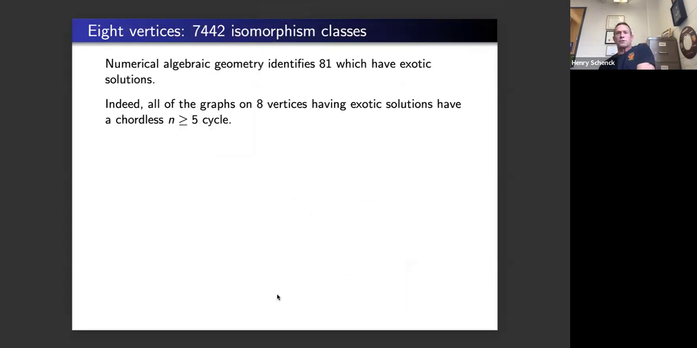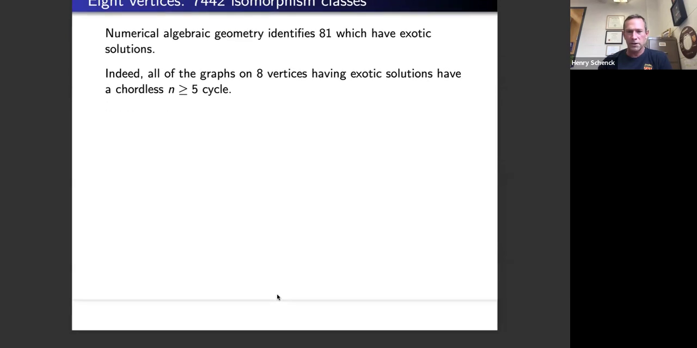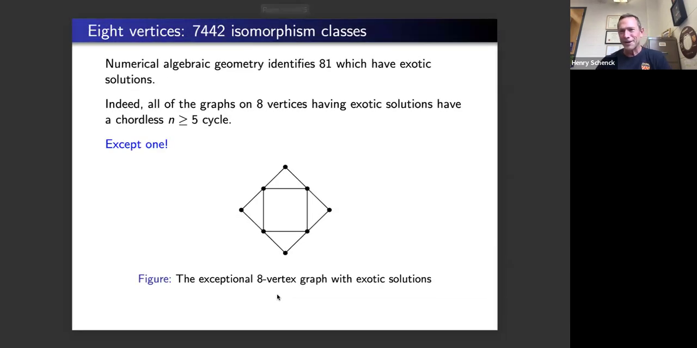So on 8 vertices, there's something like 7,500 isomorphism classes. There's 81 of them that have exotic solutions. And in fact, yes, the conjecture that we had about having an induced cycle is correct. Oh, except, thank God for computations, except for one. So there's this graph on 8 vertices that has an exotic solution, and it doesn't have an induced 5 cycle.